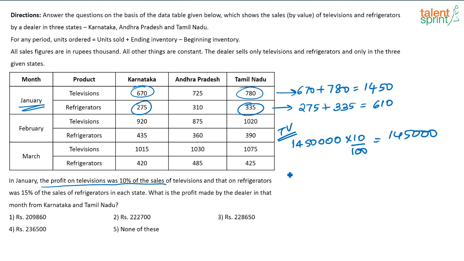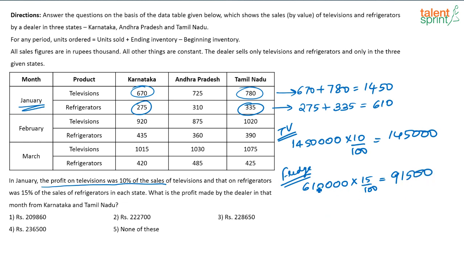Similarly, if you look at the fridge, what is the profit? 6 followed by 3 zeros into 15 by 100, 15% of this, correct? That is nothing but 61,000 plus 610 divided by 2, that is 305, correct? So 61,000 plus 305 followed by 2 zeros, right? 30500, or this is nothing but 91500, right?